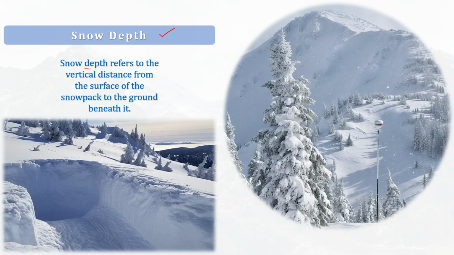Snow depth refers to the vertical distance from the surface of the snowpack to the ground. So let us consider this is the ground, not the ice one. In that case this will become the snow depth. Here you can see different examples. At different places different depths will be there, and at higher altitude, when we have steep topography, the depth varies from one location to another.